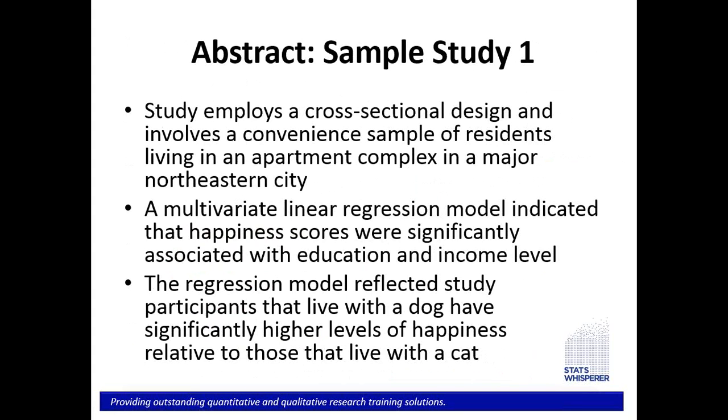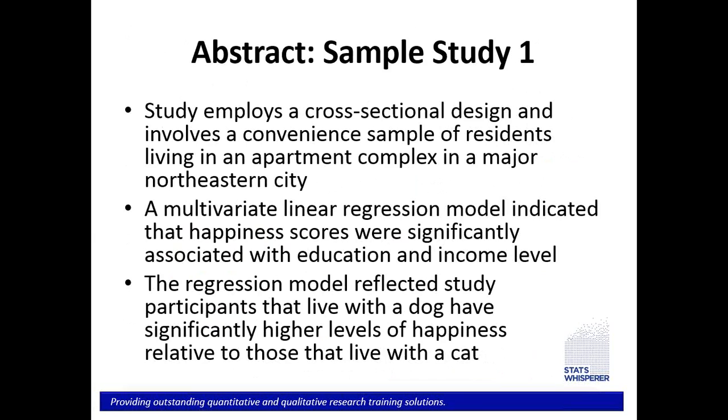Right? As such, now watch this first sentence. The study employs a cross-sectional design, so there's your study design, and involves a convenient sample, so there's the sample type, of residents living in an apartment complex in a major northeastern city. So that one little sentence, we've said the study design, we've said the sample type, we've said the context of where the residents, who are the study participants, live, right?